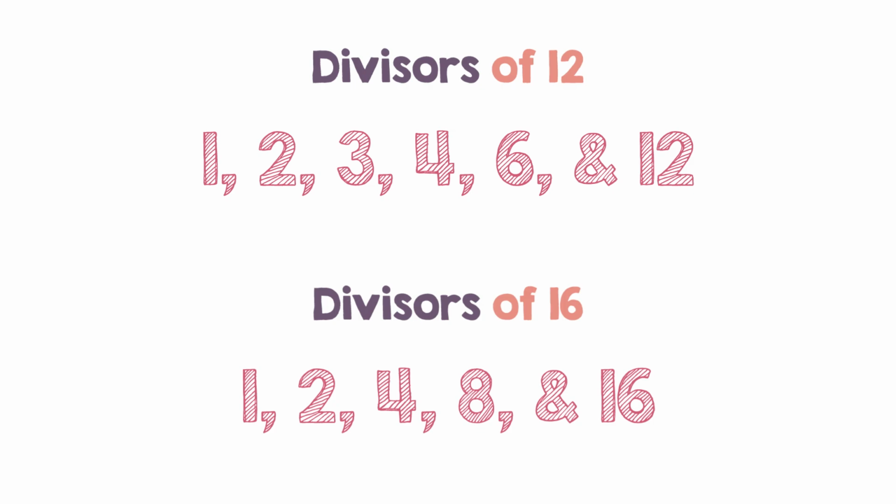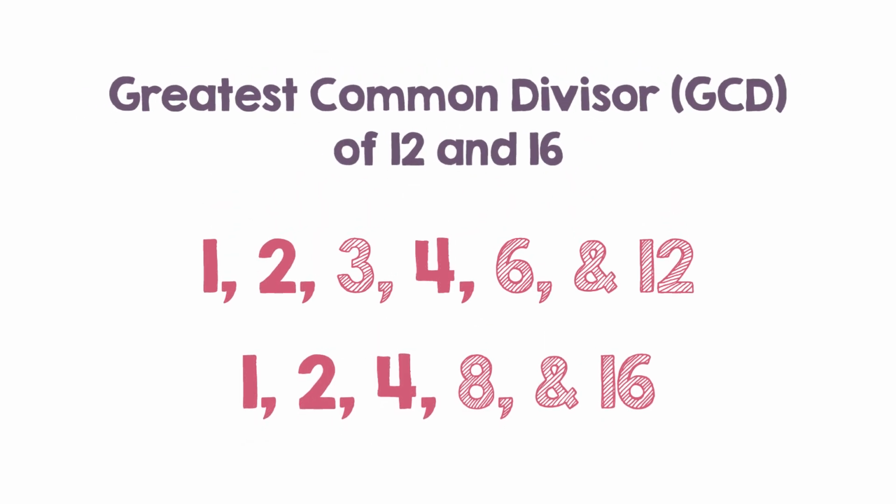Next, we look for the common divisors, the numbers that divide both 12 and 16. For 12 and 16, the common divisors are 1, 2, and 4. Finally, we choose the greatest of these common divisors. The largest number that can divide both 12 and 16 is 4. So, the GCD of 12 and 16 is 4.